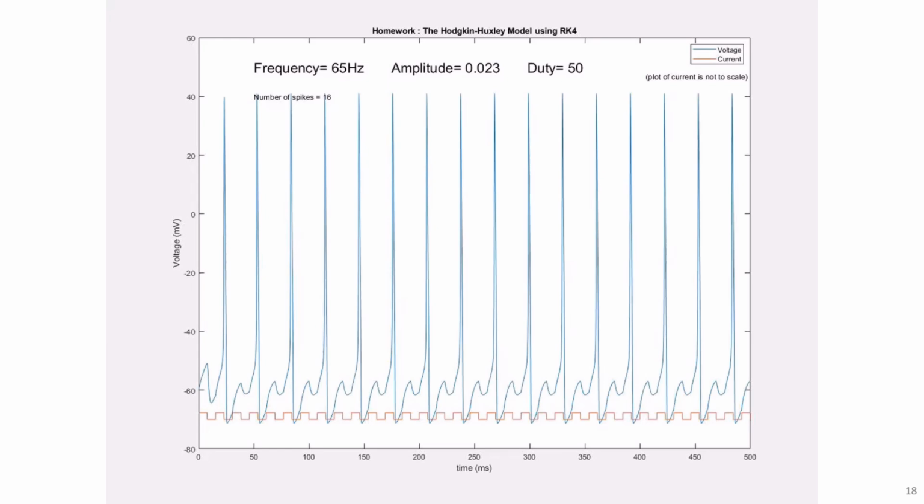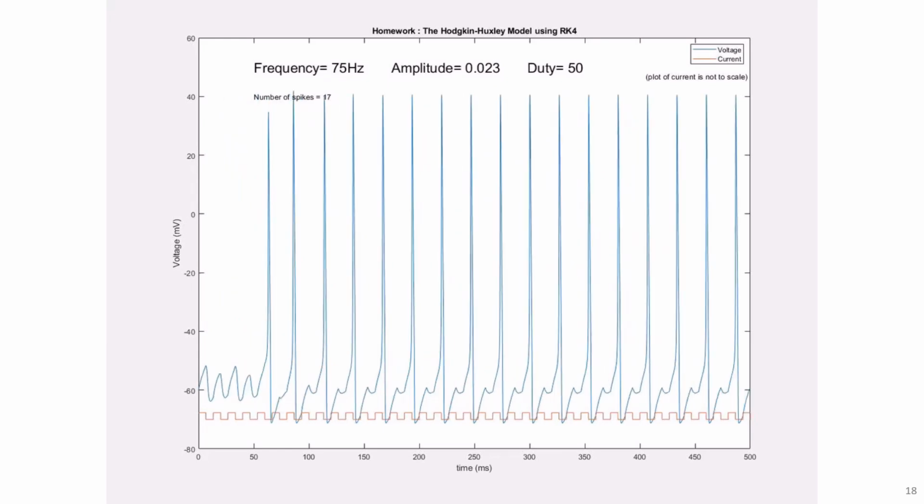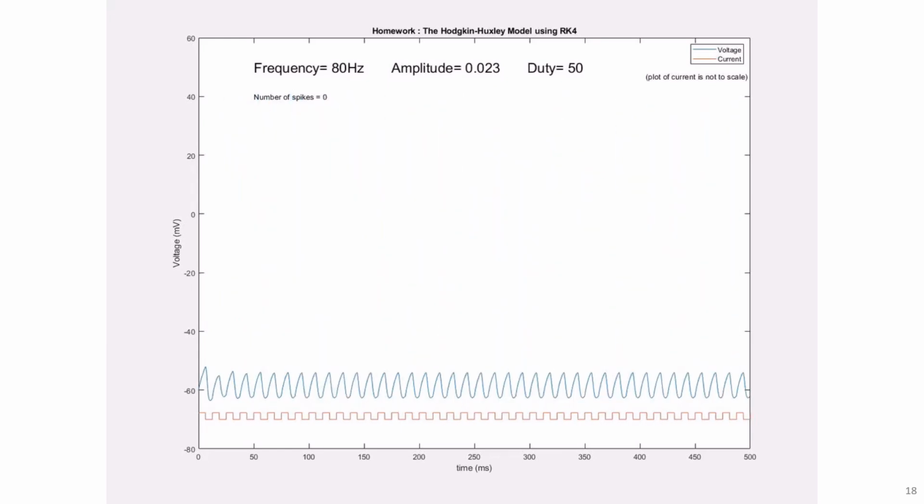Then we make it regular, like spike once, miss two, spike once, miss two. That makes sense from the earlier sinusoidal excitation as well, because there isn't enough time to spike multiple times in a short time. So it would spike, and then because of its refractory period, it would miss a few, and then it would spike once. That's the behavior we see here. And moving on, 75, and at 80 hertz, we miss it completely.